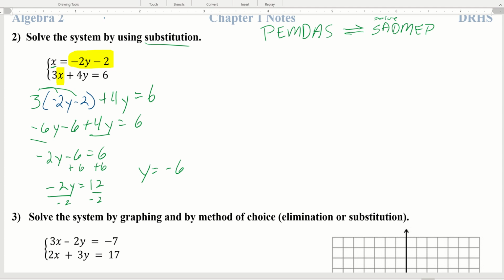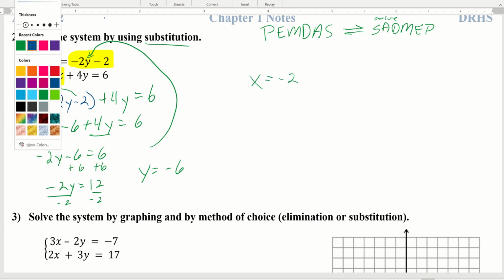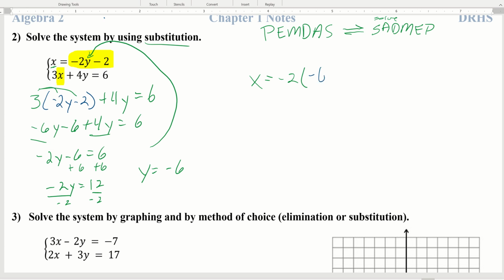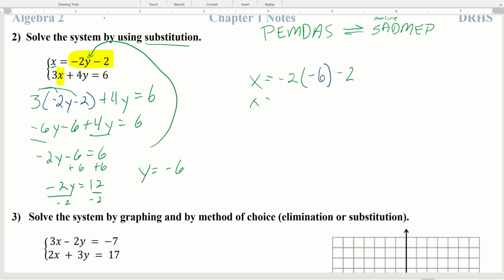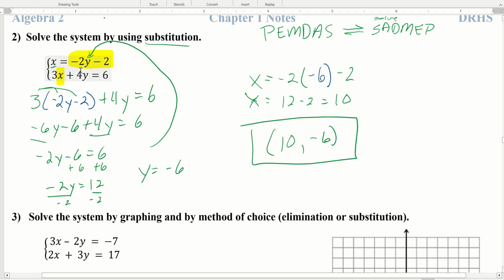Okay, so now I've got the y value. So now I'm going to take this and plug it back in to get my x value. So I have x is equal to negative 2 times negative 6, minus 2. Okay, and then simplify it. So this is what, 12 minus 2, which is 10. So my final answer is going to be the x value first, even though I solved for y first, x value first, comma, the y. So that's your answer. So our two graphs would intersect at the point (10, -6).